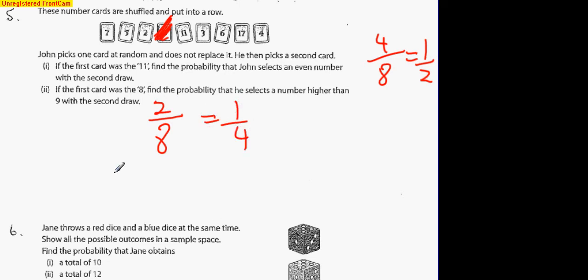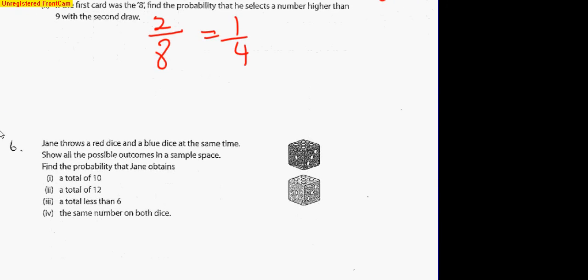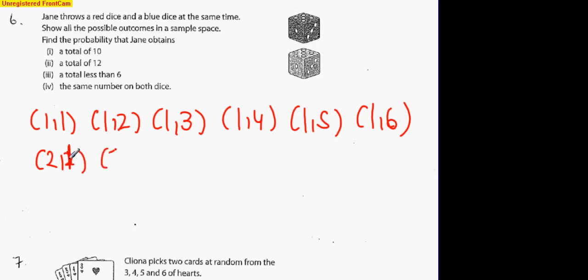Alright. Next one. Jane throws a red dice and a blue dice at the same time. Show all the possible outcomes in a sample space. Sample space means you start off with 1, 1 and you've got to draw all the combinations out. Okay? So it actually takes quite long. You know what you're doing, but it actually takes quite long to do. So 2, 1, 2, 2, 2, 3, 2, 4.